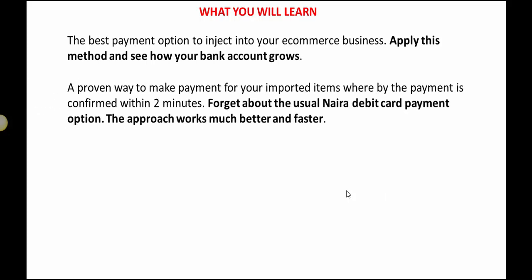Also, you're going to learn a proven method where you can import your item from China and get the item in Nigeria within the next 48 hours or less, depending on the shipping option you'll be going for. This approach is much faster and cost effective, unlike using the major international courier companies like DHL, FedEx, and all that.